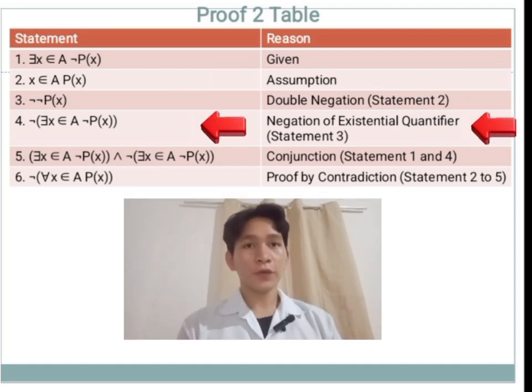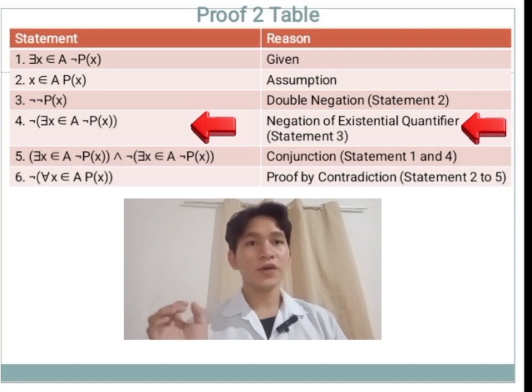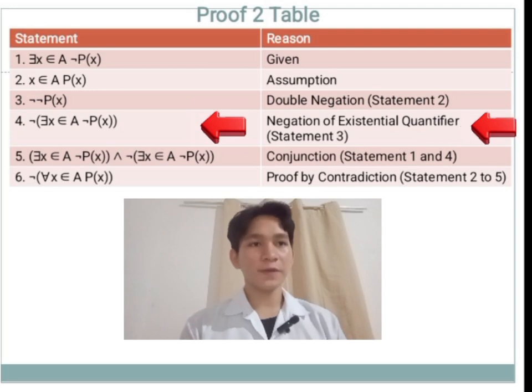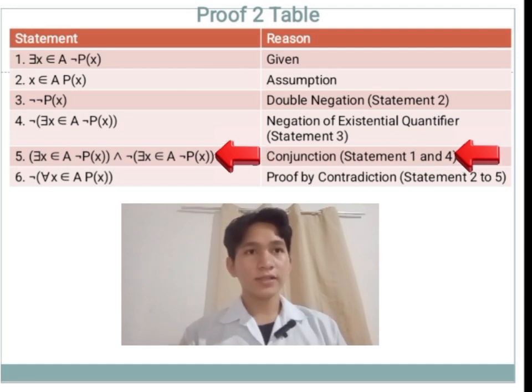Statement number 4 states the negation of for all x in A, P of x. So the reason is negation of the universal quantifier from statement number 3. Since our counterexample exists, the universal statement that all x satisfy P of x cannot be true. Therefore, we reject it.